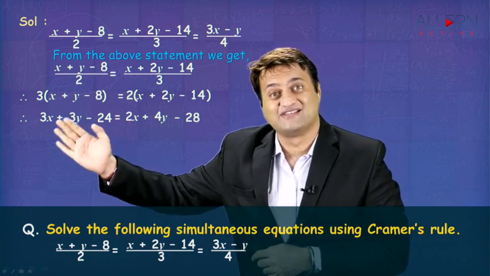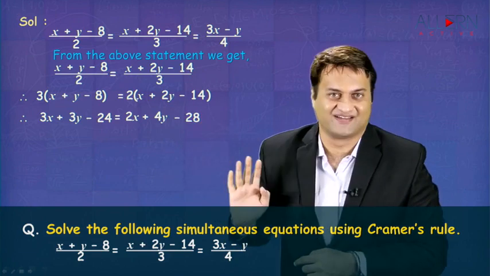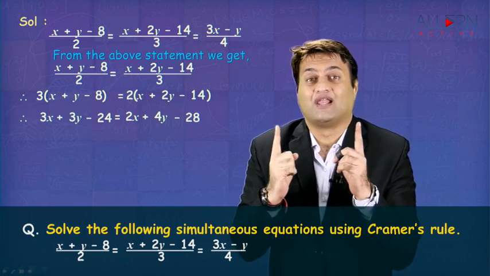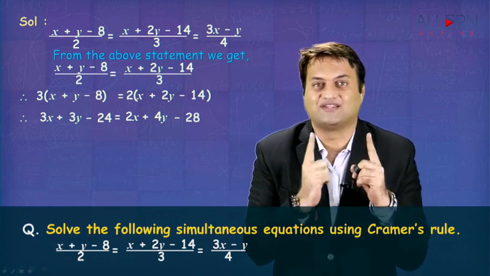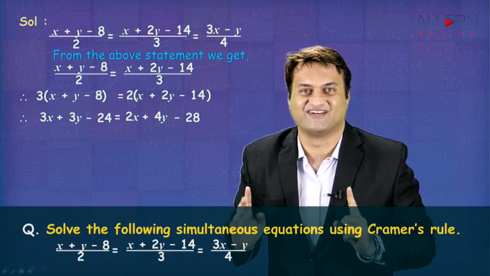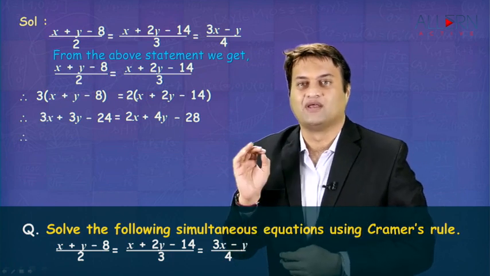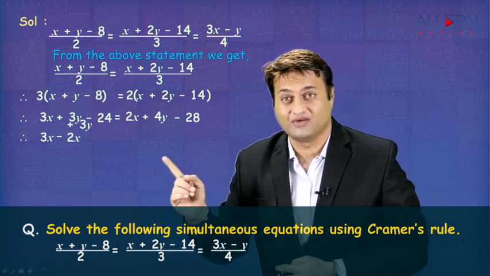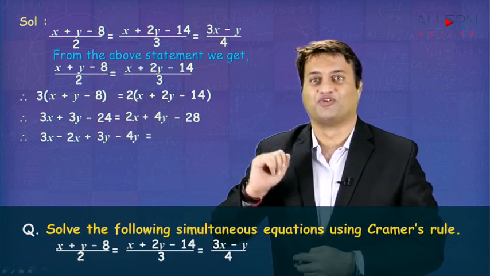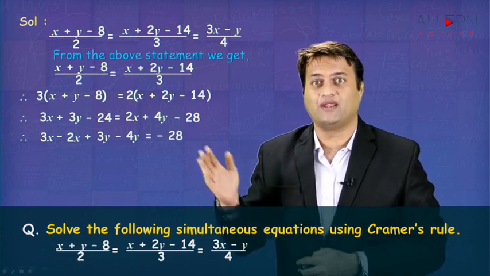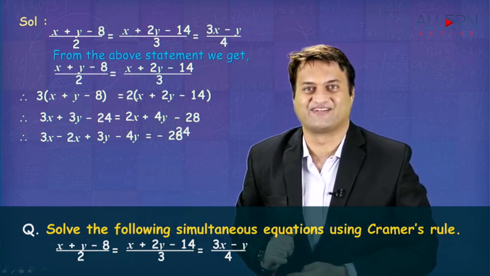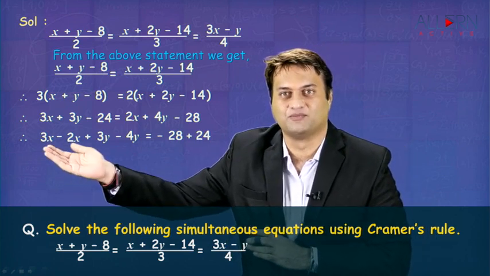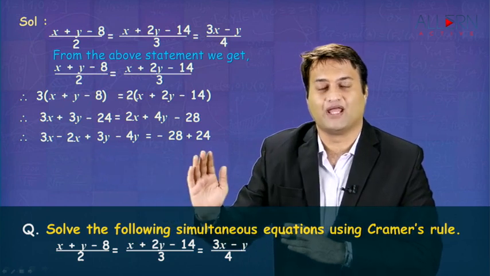Now variables on one side, constants on the other side. Remember, when we are taking the variables on one side, the like terms should be together. x term together, y term together, right? Let's do it. So what we get? 3x - 2x, 3y - 4y is equal to -28 + 24. Clear this arrangement? Variables on one side with x term together and y term together, and constants on the other side.